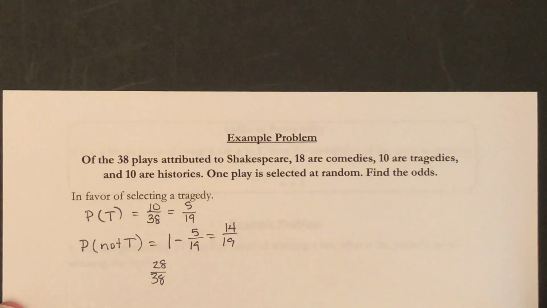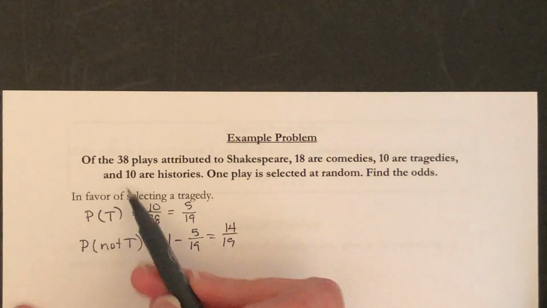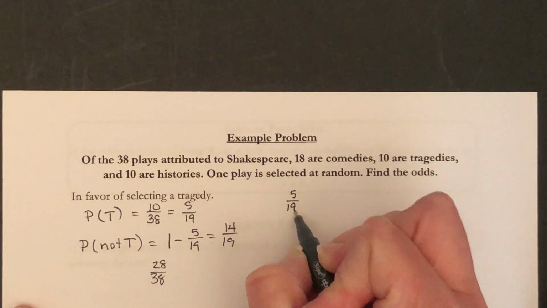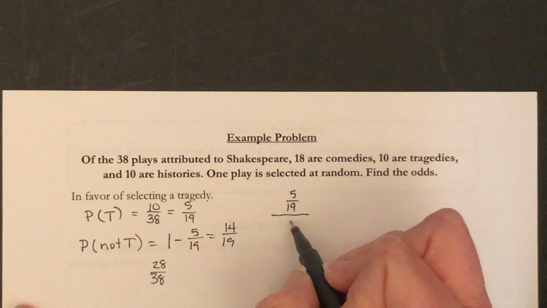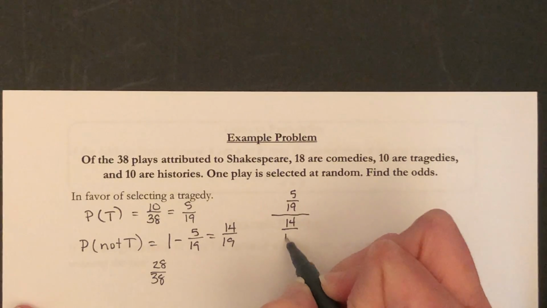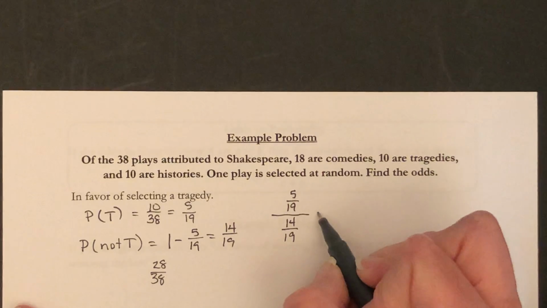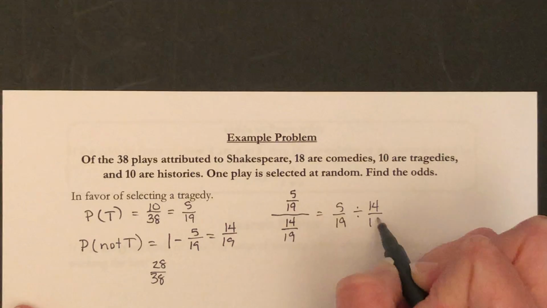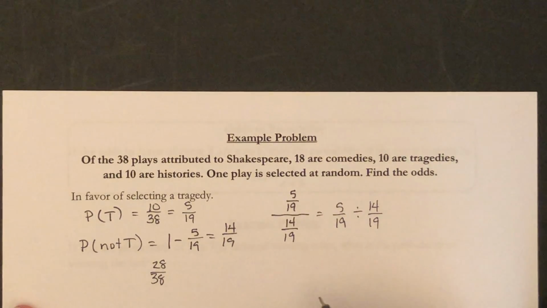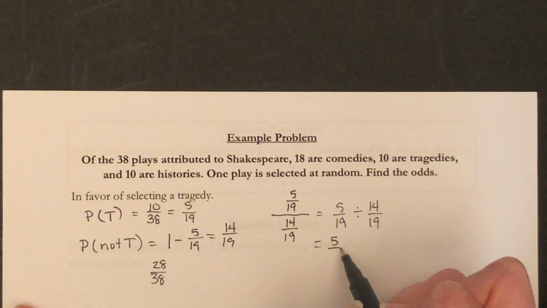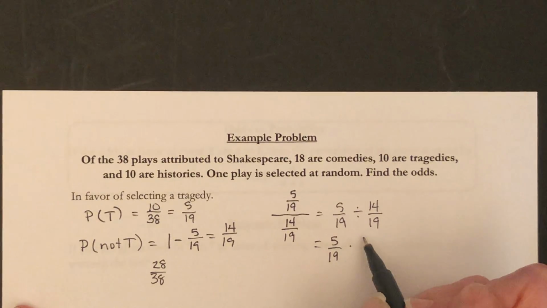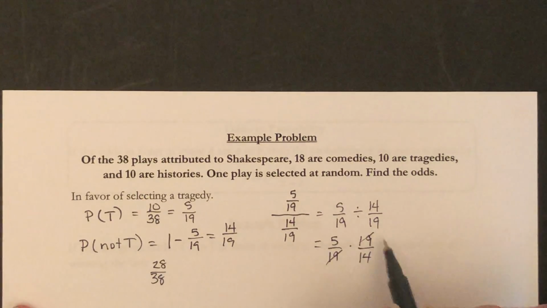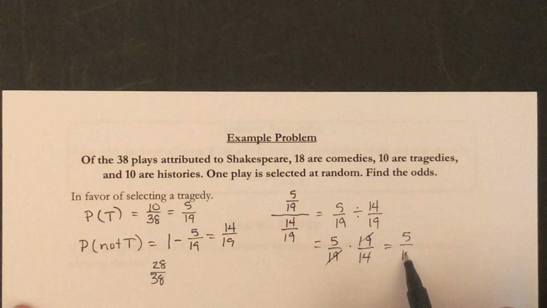Now the formula for finding odds in favor: we take the probability that we do get a tragedy, and put that over the probability that we do not. So this would be 5 over 19 divided by 14 over 19. That's what a complex fraction is telling you to do. You follow your division rules for fractions, so you keep this one, change it to multiplication, and flip the second one. That cancels, and you get 5 over 14.